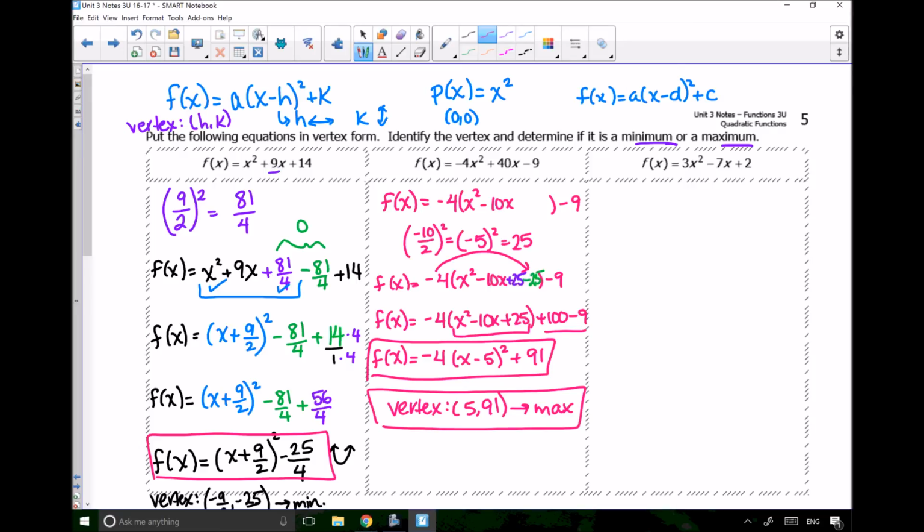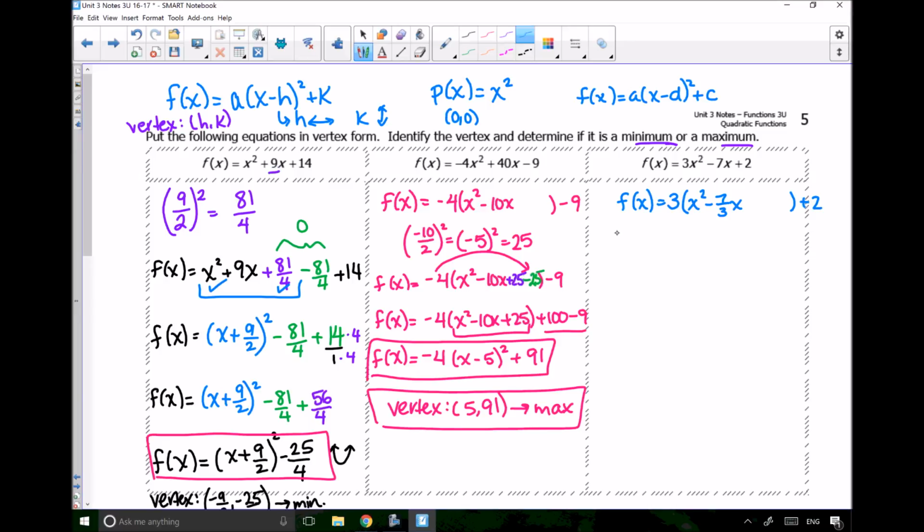All right, last one has a lot of fractions, so pay extra close attention to this last one right here. So first thing I'm going to do is factor out that 3 from the ax squared and the bx part. So when I factor out the 3 from 3x squared, I get x squared. When I factor it out from -7, I get -7/3, because 3 times -7/3 is going to be -7. Then I've got +2 on the outside.